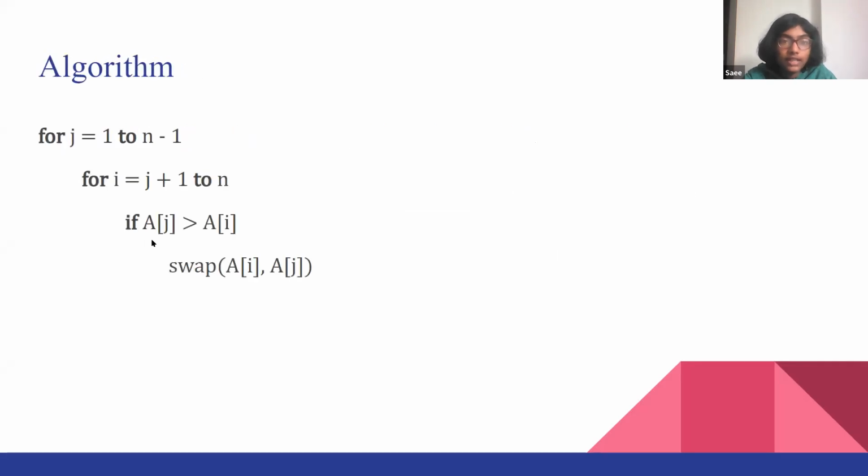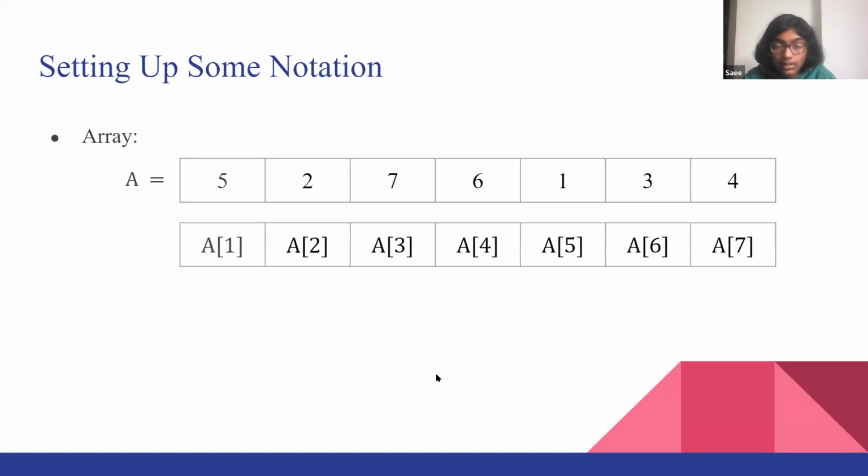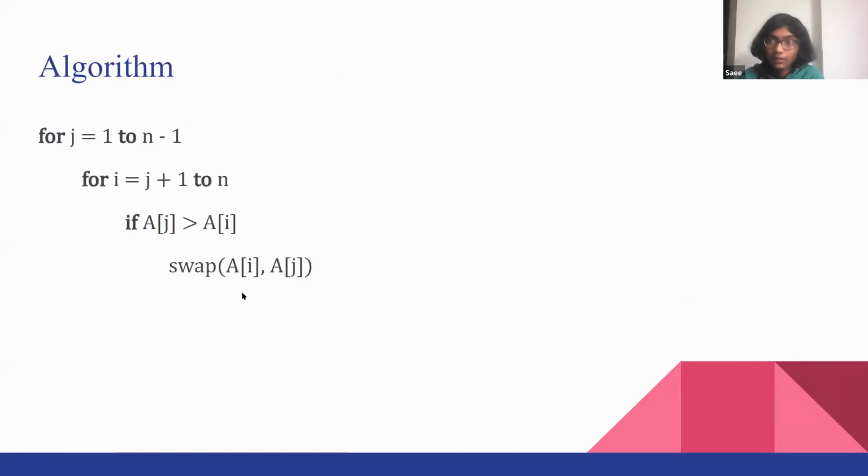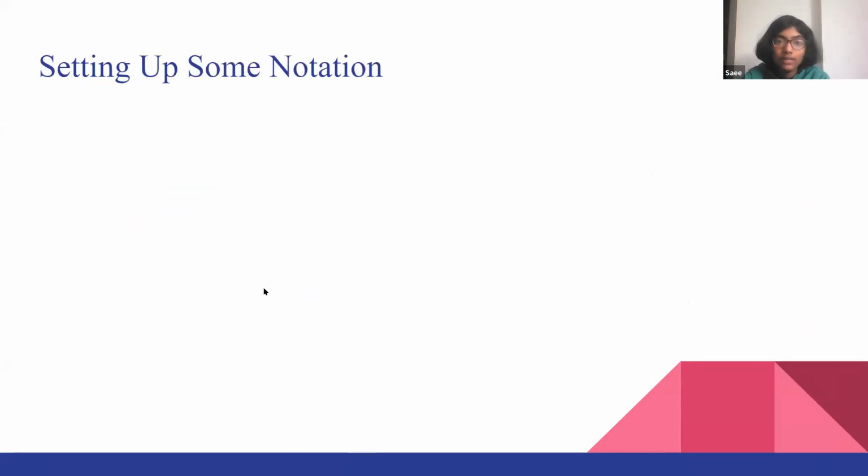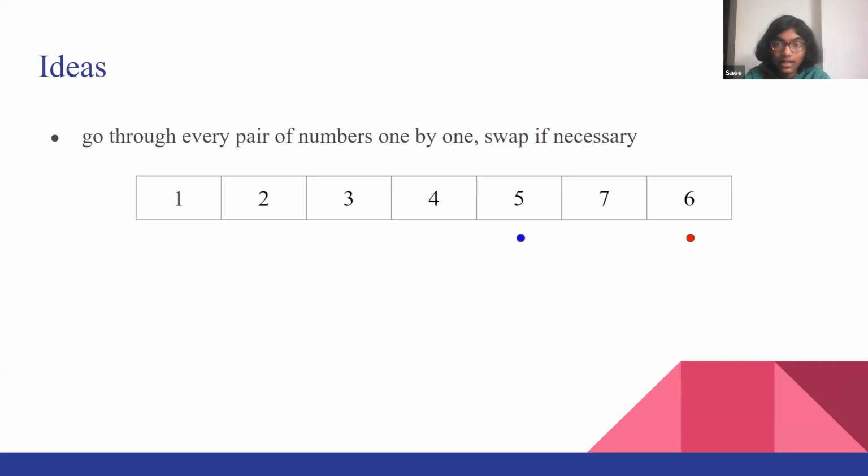If the jth element is greater than the ith element, remember this notation. A6 is just the sixth element. So AJ is the jth element. If the jth element is greater than the ith element, I'm going to swap AI and AJ. This is just a really fancy way of writing all the swapping that we did. Okay, so it's okay if you don't understand it, but you can ask if you have any doubts. Yeah, Mansi.